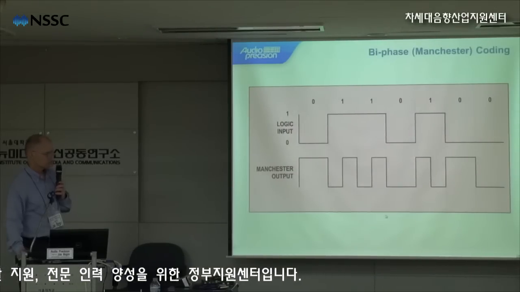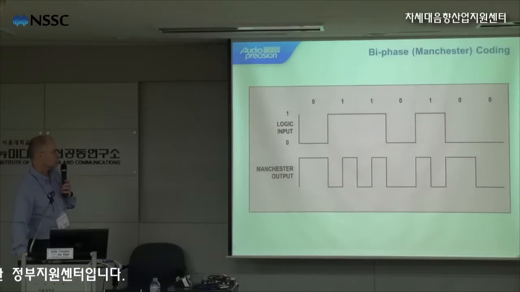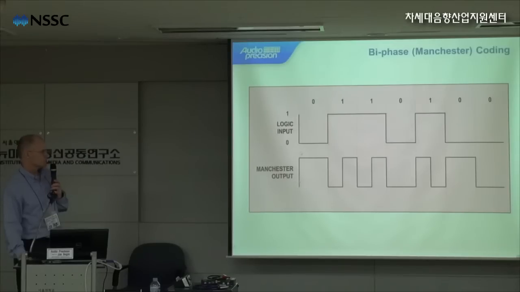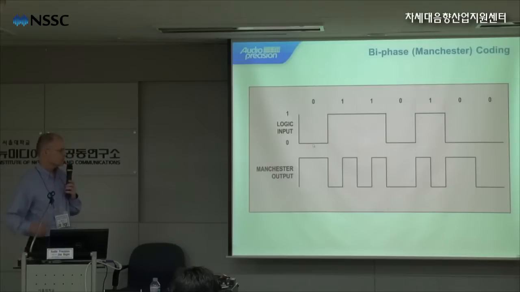So here's a picture of what a stream might look like. The top graph just shows a logic input. So we have a 0 and a 1 and a 1 and a 0 and a 1, 0, 0. With this biphase coding or Manchester coding, the signal gets represented like this. So you can see wherever there's a 1, there's a transition within the frame. And when there's a 0, there's no transition along the sampling instance. So it's just a way of taking the logic level and converting it into this biphase encoding.